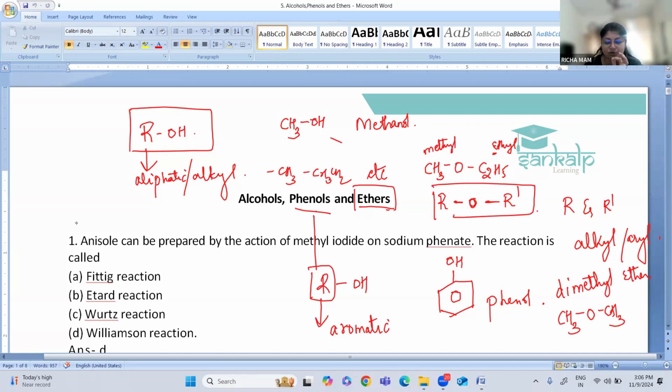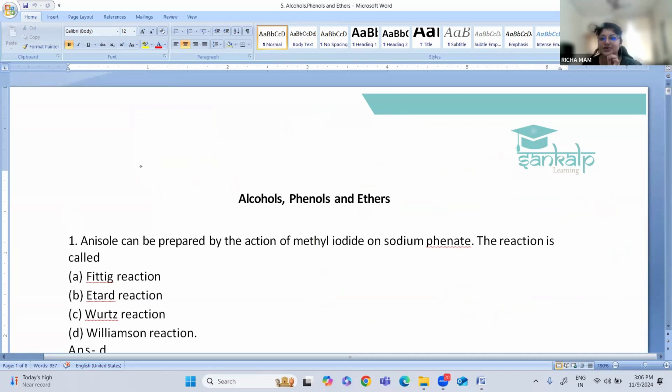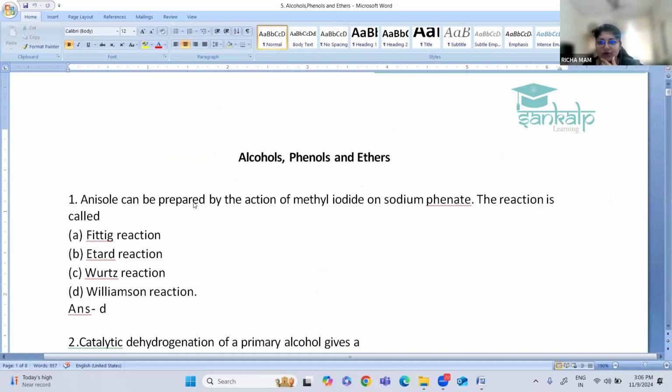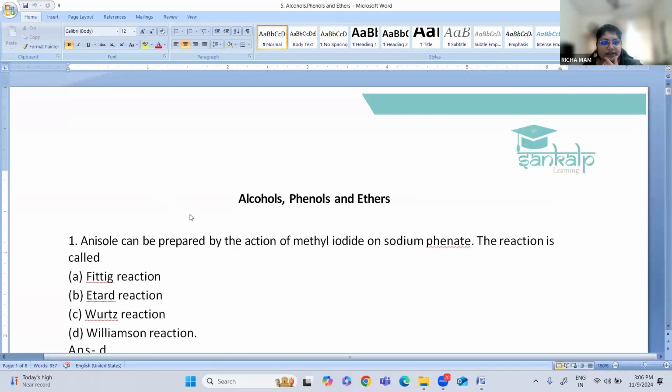Okay, fine. So I hope you have gone through the synopsis, all the important notes on this particular chapter: alcohols, phenols, and ethers. Based on this, let us solve the questions. This is the first question. Anisole can be prepared by the action of methyl iodide on sodium phenate. The reaction is called as?